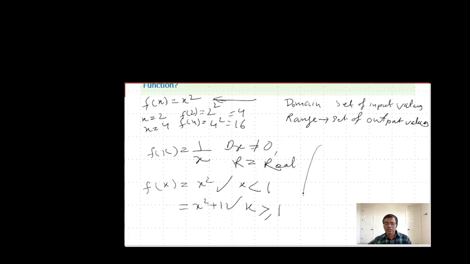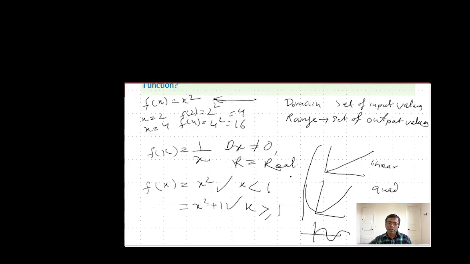There are different types of functions. If you look at them graphically, some functions are expressed as a linear function. This is linear. There are other types of function, like a quadratic function, or like there can be a function that we can express like this.